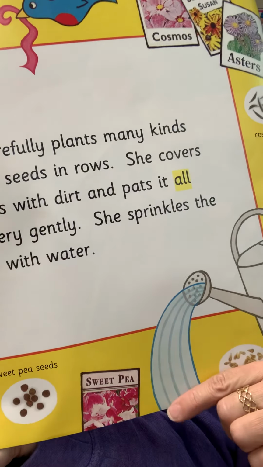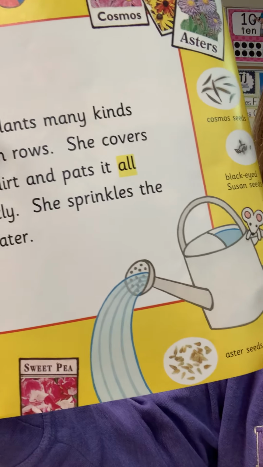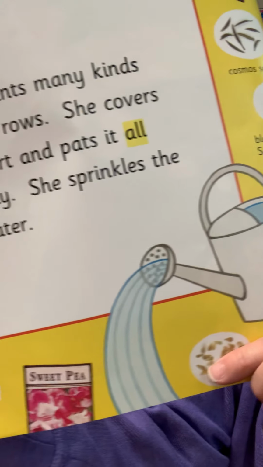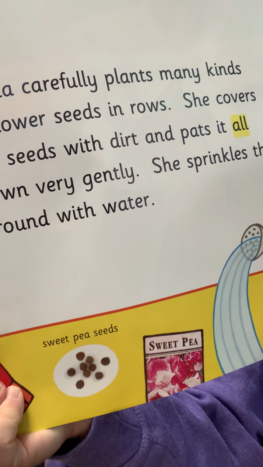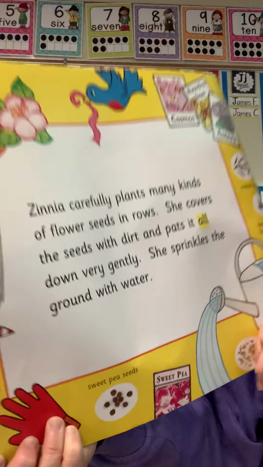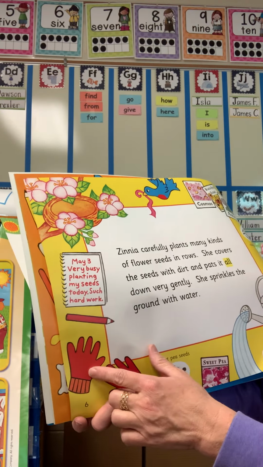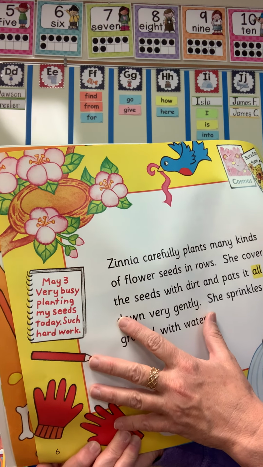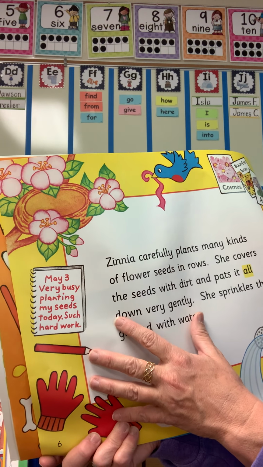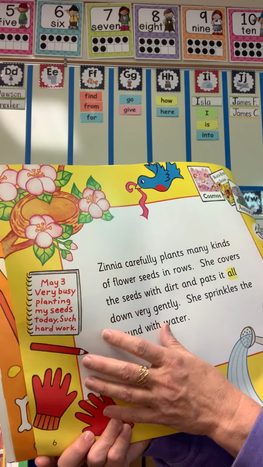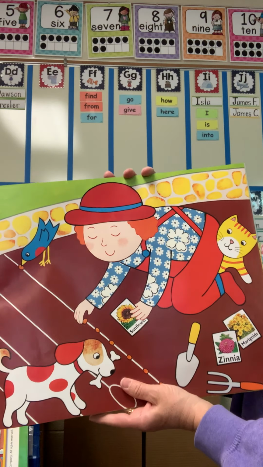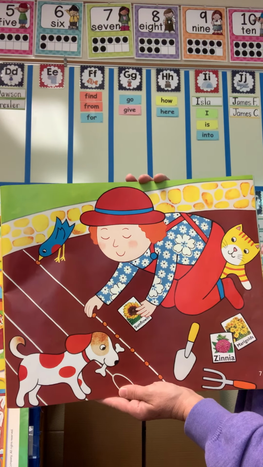Here's gonna need some water for our garden. We learned that in science, remember? Here's the aster seeds. Look at those. And here are some sweet pea seeds. And of course she has gloves. And I love that she made a journal entry right here. It says, May 3rd, very busy planting my seeds today. Such hard work. So it looks like she's keeping track of her garden progress.